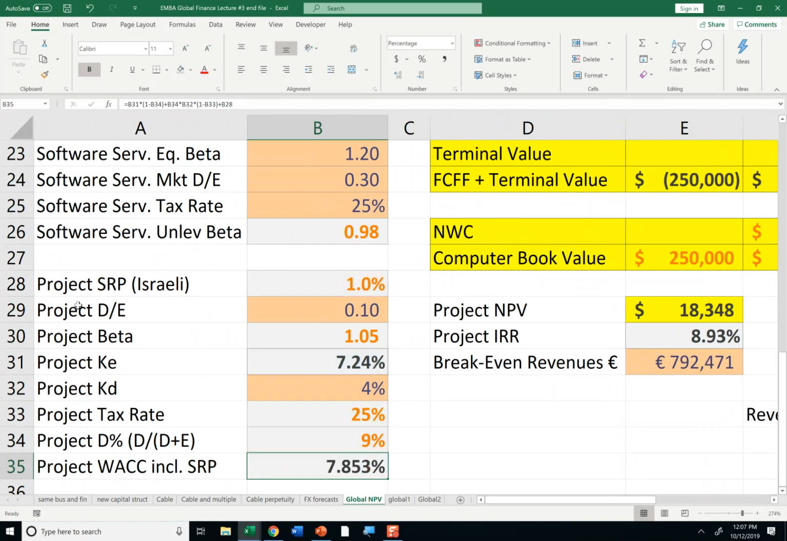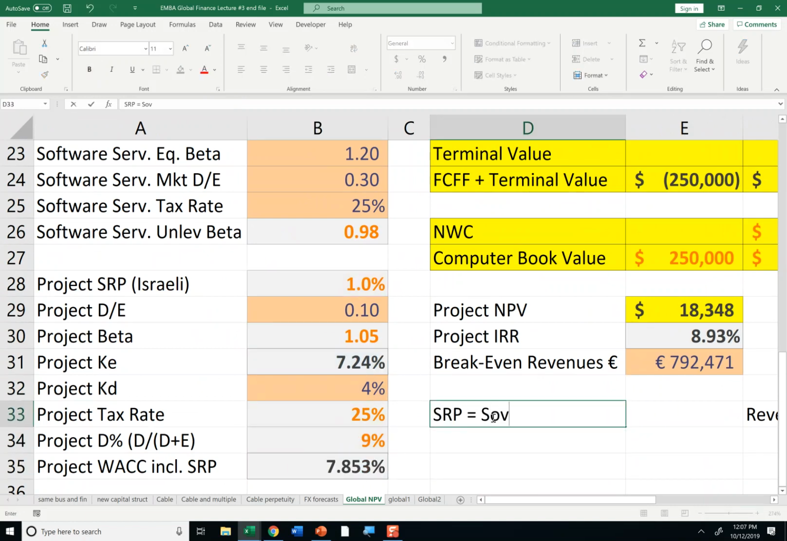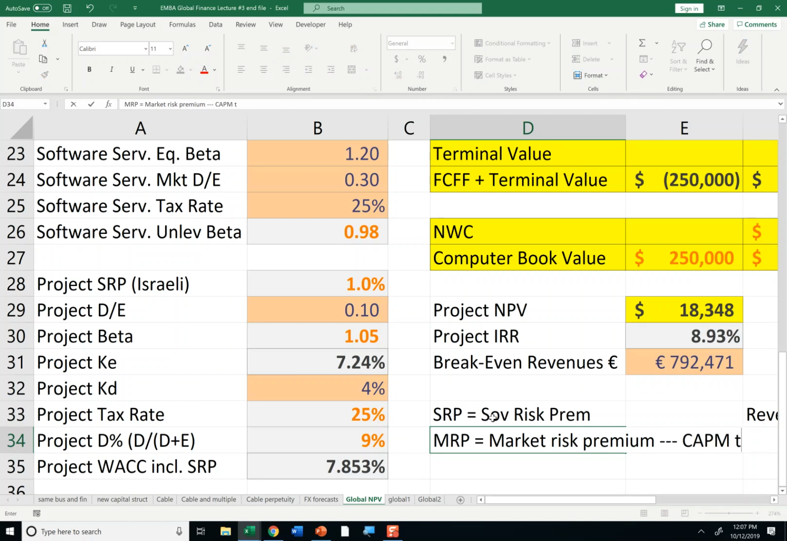So let's talk about that. SRP is sovereign risk premium. In this case, it's the difference between the rate on Israeli bonds versus U.S. bonds. MRP is market risk premium, and that's simply used in the CAPM formula to compute cost of equity.